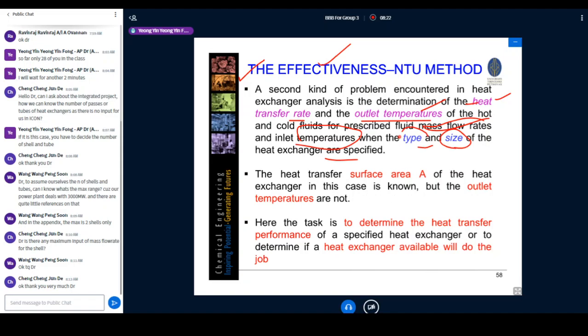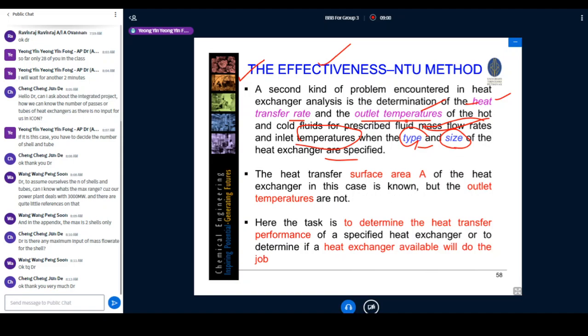For the LMTD method, all 4 temperatures have to be there. Don't forget for LMTD, you need to calculate delta T1 and delta T2, and then you need to get the P and R values. All 4 temperatures have to be there. Then you determine the size. What would be the surface area that finally you need to design in order to achieve that particular rate of heat transfer?